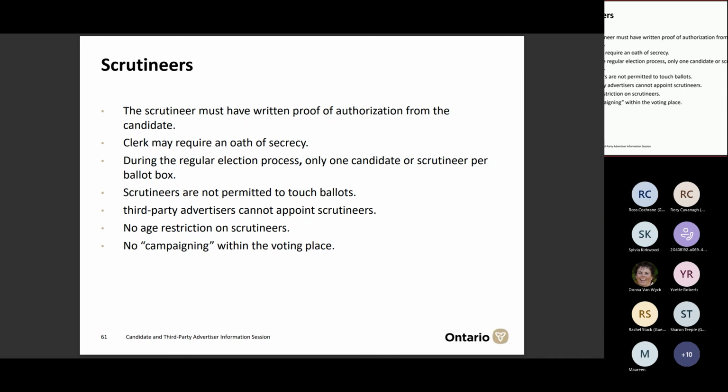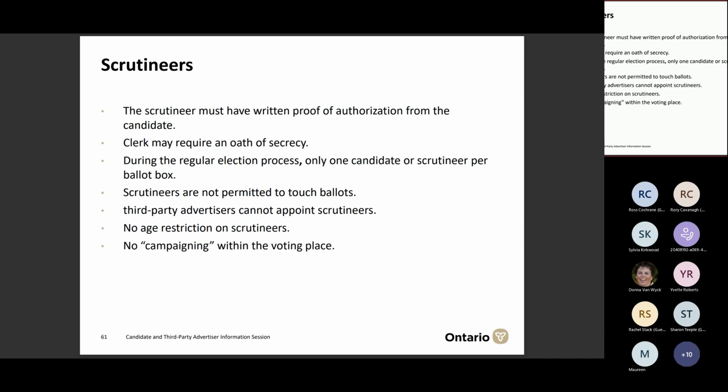Scrutineers. Only a candidate may appoint scrutineers to represent him or her during the voting and the counting of votes, including during a recount. Third-party advertisers cannot appoint scrutineers.